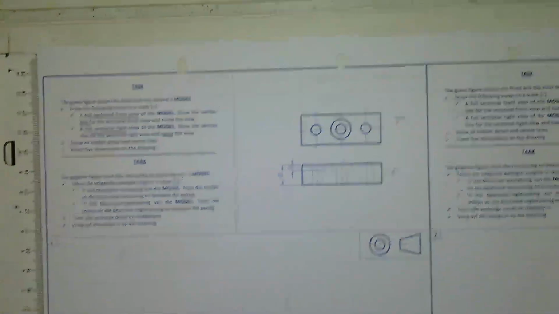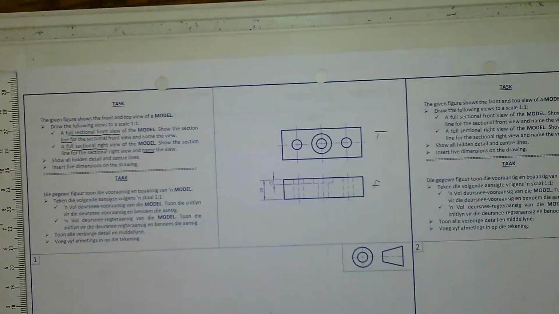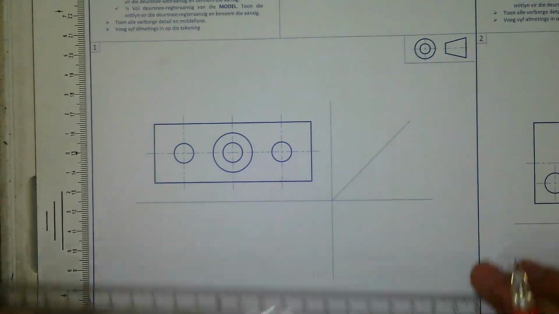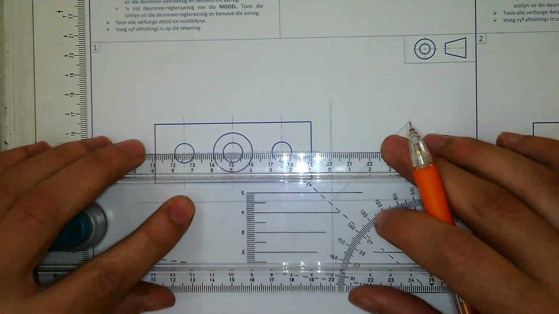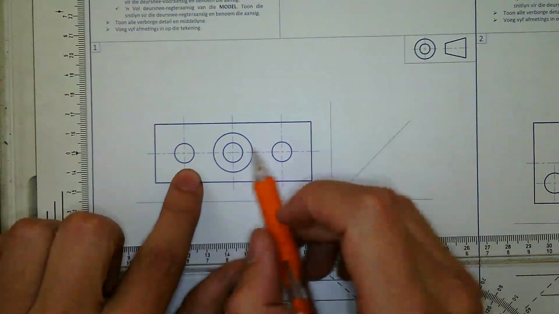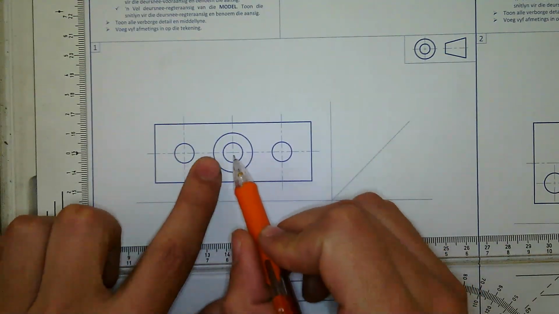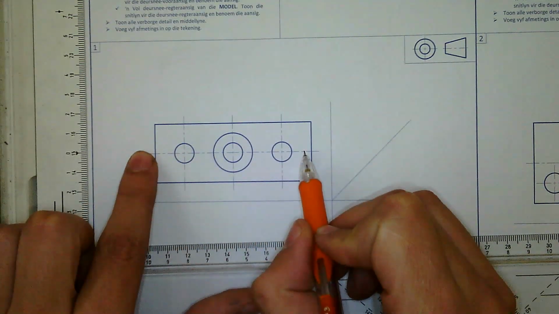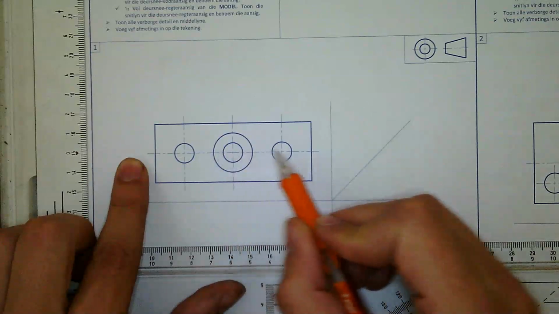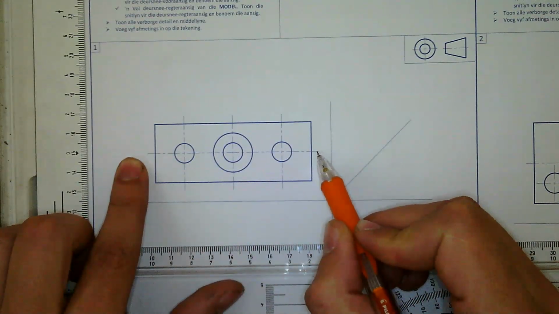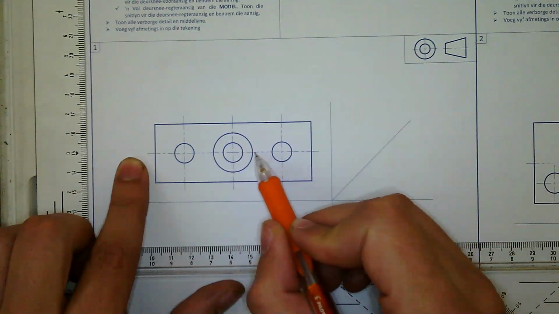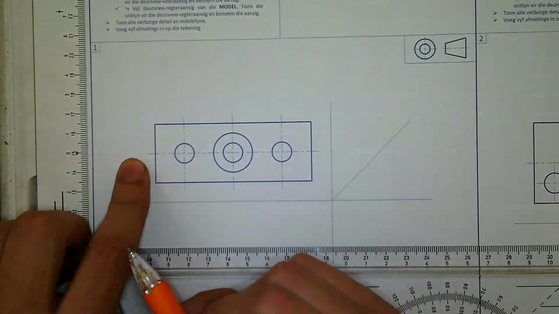So if we look at a full sectional view, what is a full sectional view? A full sectional view means I take this entire thing, this is a top view. I take this entire top view, okay, I draw a line through it and I cut through this object on that line with a saw.